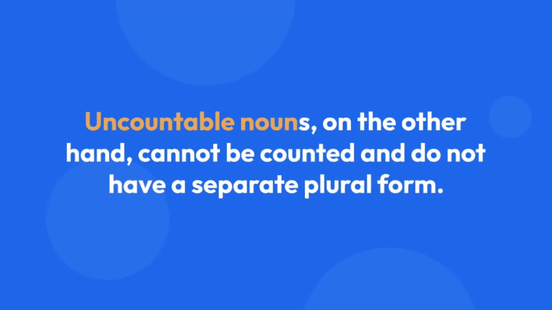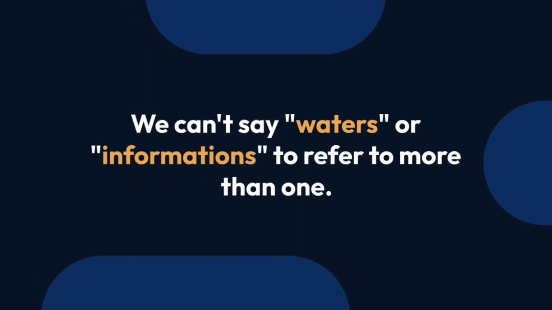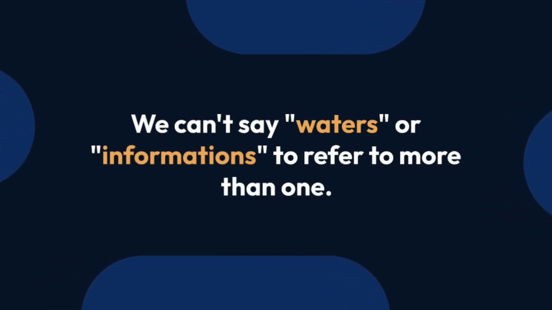Uncountable nouns, on the other hand, cannot be counted and do not have a separate plural form. Examples include water, happiness, rice, and information. We can't say waters or informations to refer to more than one.